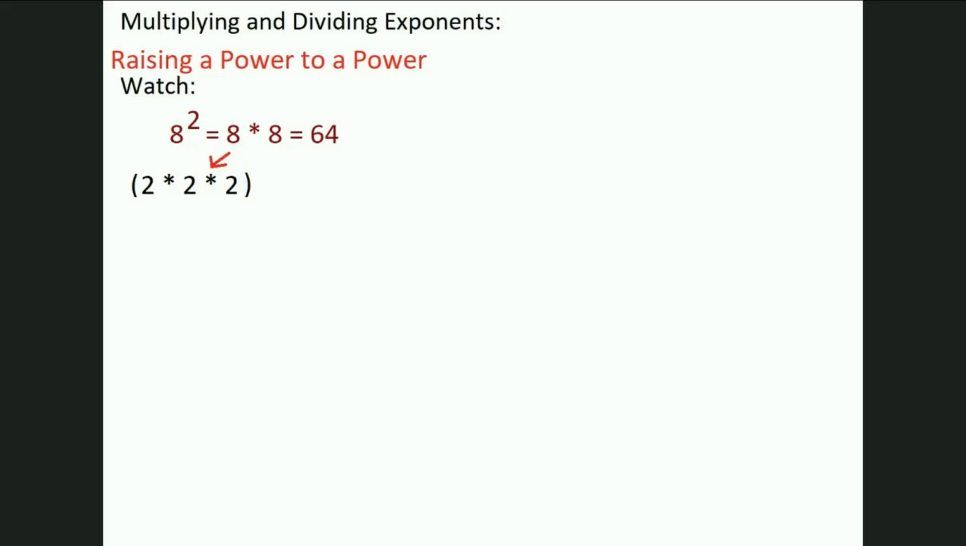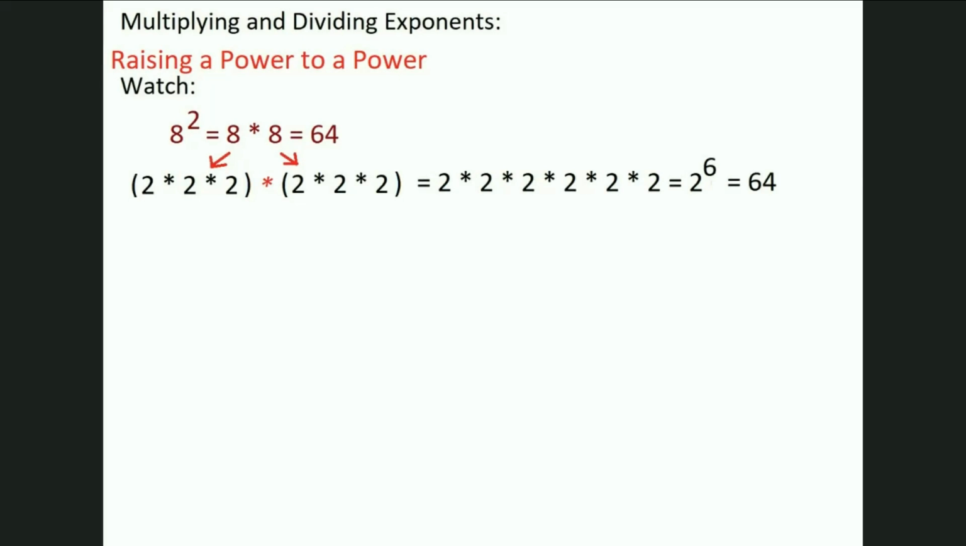So there's my first 8, and I'm going to do that again with my second 8: 2 times 2 times 2 times 2 times 2 times 2. That's still 8 times 8, just a different representation. I have 6 2's, so that's 2 to the 6th power. 2 to the 6th power is 64.